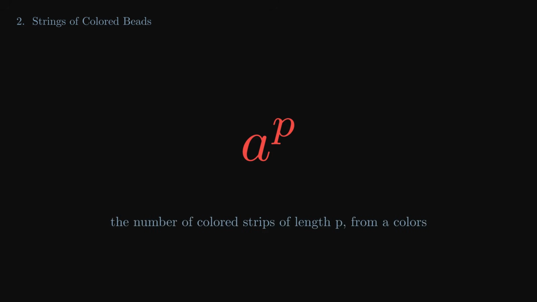So the quantity a to the p, the very thing on the left of Fermat's theorem, is not mysterious at all. It is simply the number of colored strips of length p that you can build from a colors. We have turned a power into a pile of things we can count. That is the whole trick, and everything else is bookkeeping.